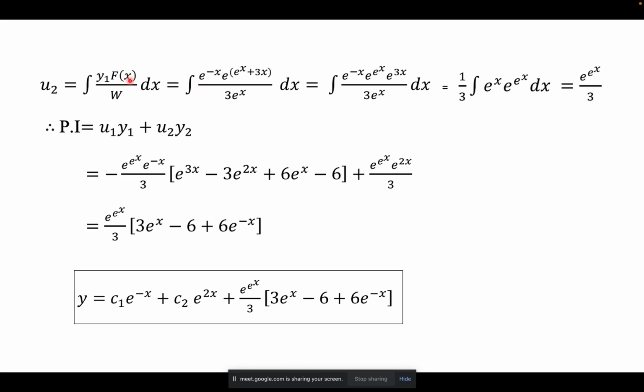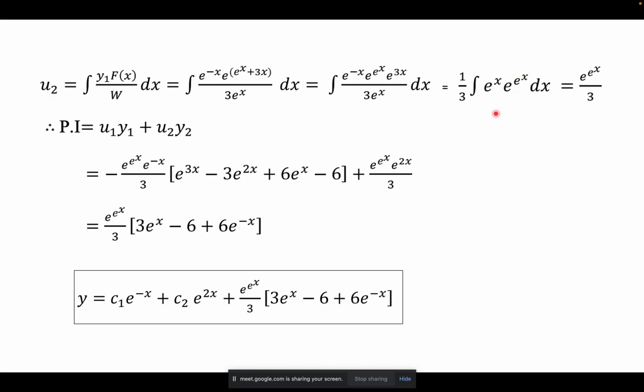And then similarly you can write the value of f(x) given in the equation, and the Wronskian is 3 times e power x. So from here you can rewrite this as e power minus x times e power x times e power 3x upon 3e power 3x, right? If you cancel the exponentials from the numerator and denominator, you will be left with only e power x times e power x dx.